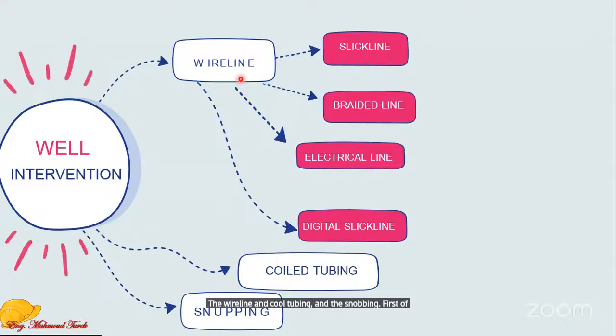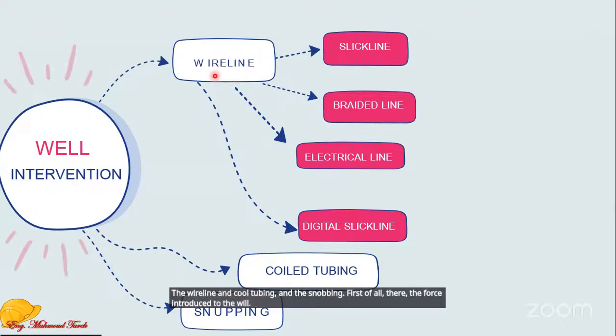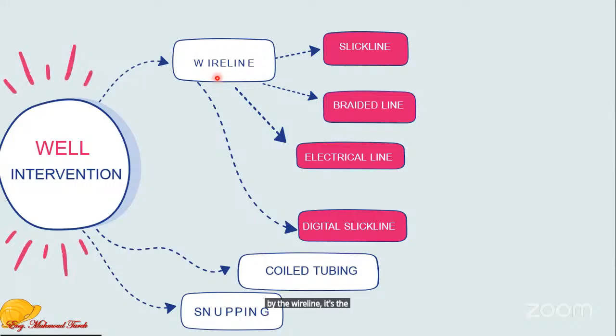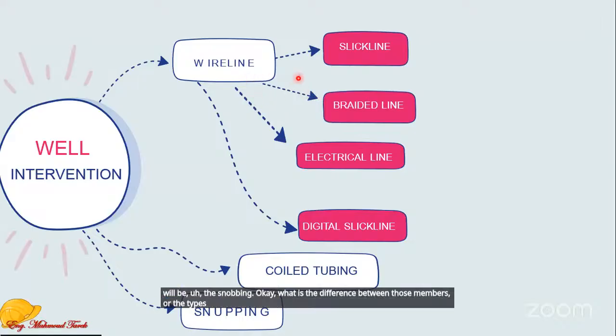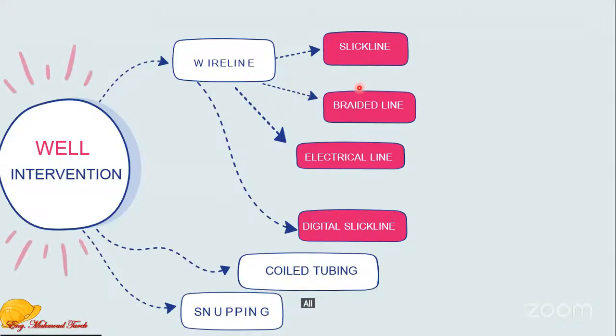First of all, the force introduced to the well. The wireline is the lightest well intervention technique, and the coil tubing is heavier than the wireline, so it introduces higher forces downhole, and the heaviest well intervention technique is snubbing. Okay, what is the difference between the types of wireline? All of these are cables introduced to the well, but the difference is in the cable itself.